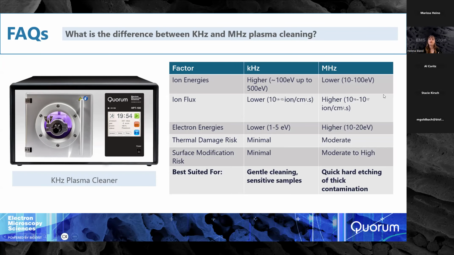Typically we'd see megahertz plasma cleaners in industrial environments where materials are being etched or a lot of contamination is being removed from a sample, whereas kilohertz plasma cleaners are better suited for electron microscopy.